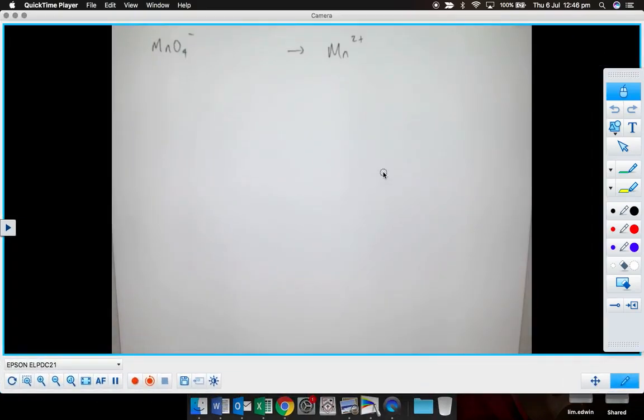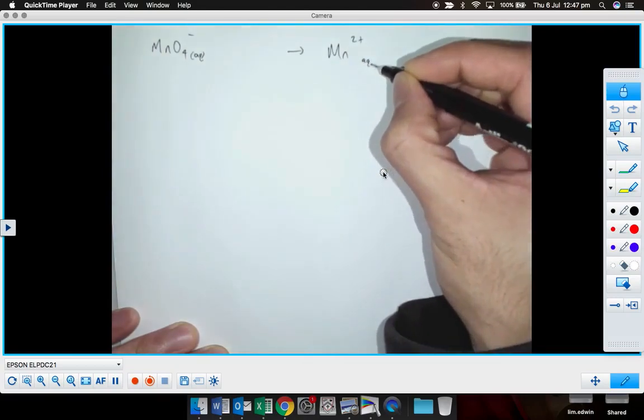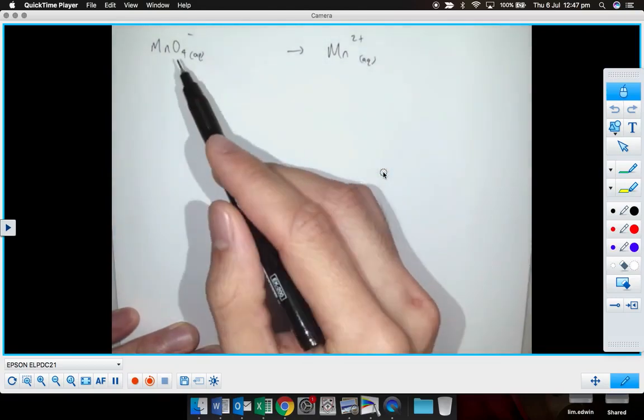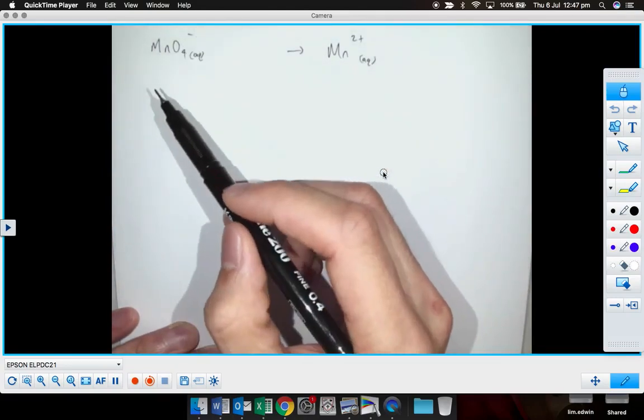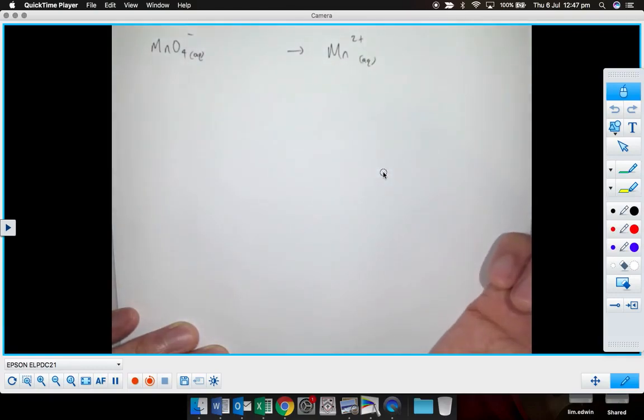Here we have MnO4- and Mn2+. Make sure that when you're writing out half equations you write out states as well, and this happens to be aqueous, and this happens to be aqueous as well. So a solution of MnO4-, which is called permanganate, turning into manganese ions. First of all we have to follow step 1, which is to balance out the non-oxygen or hydrogen elements.